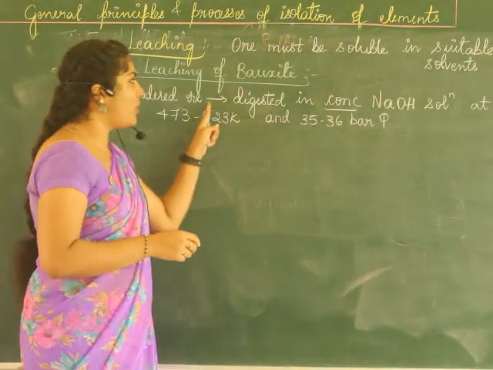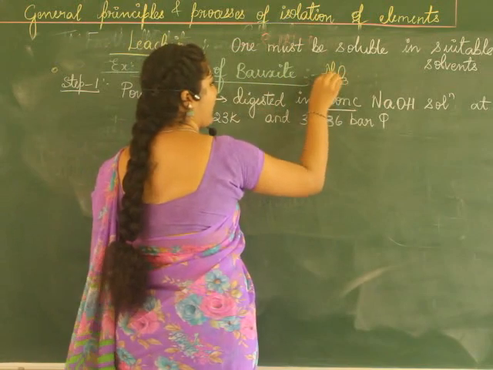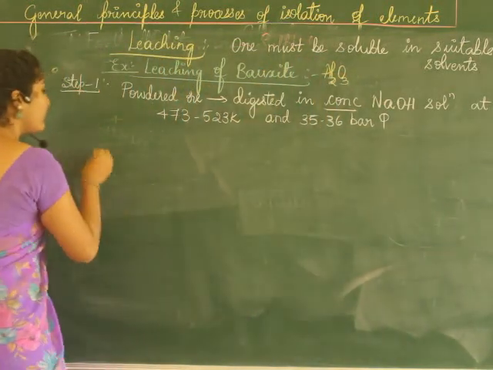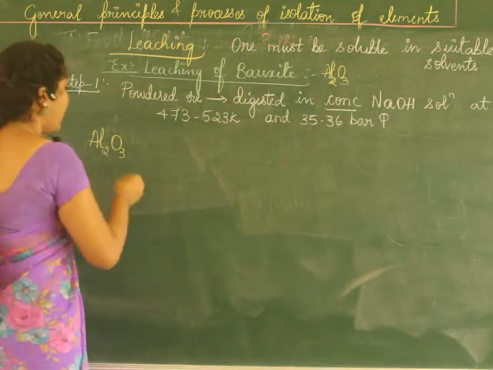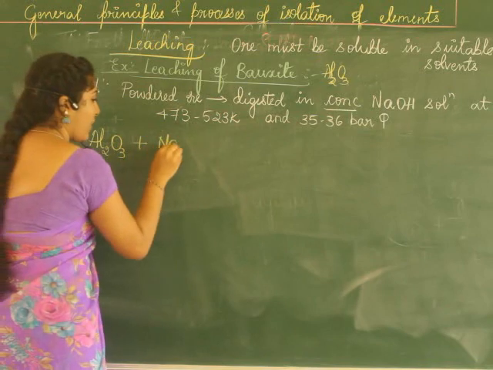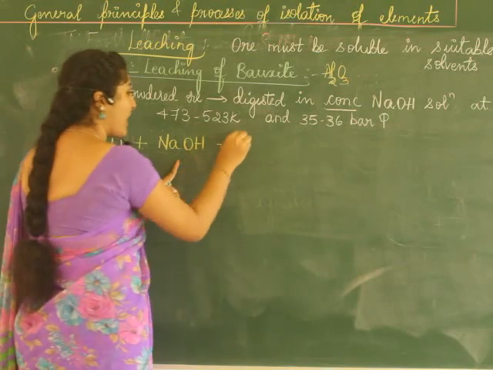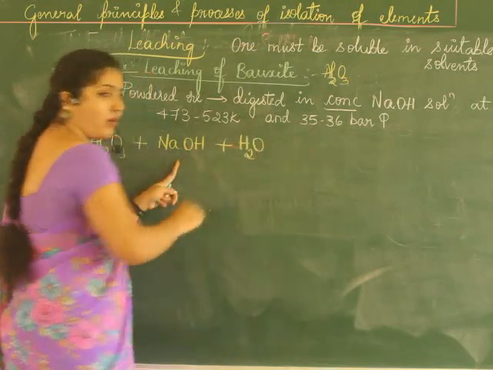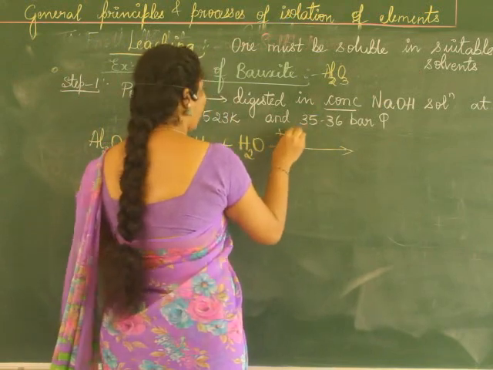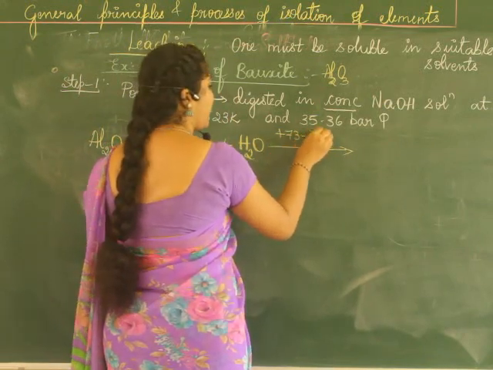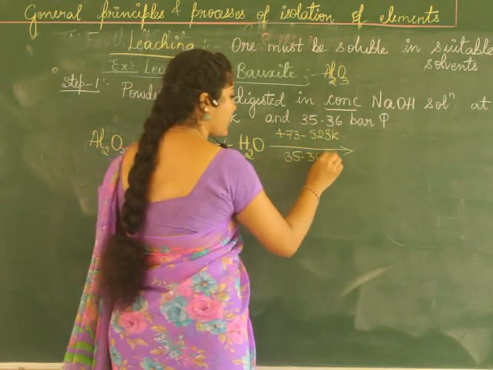So you know powdered ore, bauxite. Bauxite means Al2O3·xH2O, which we have written now. We'll take Al2O3, alumina. It is treated with, or digested in, a solution of sodium hydroxide. Solution of sodium hydroxide means it also contains water. What is the temperature condition? If you can mention it here, you can. Otherwise, if you have mentioned it in the explanation itself, that is also clear. 35 to 36 bar pressure.